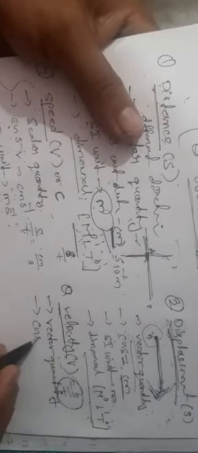What is the CGS unit? The CGS unit of velocity is centimeter per second, centimeter second inverse. What is the SI unit? The SI unit of velocity is meter second inverse.